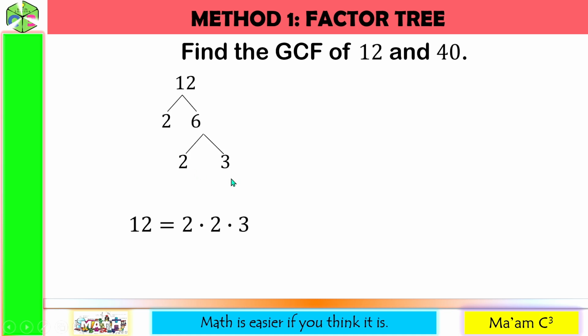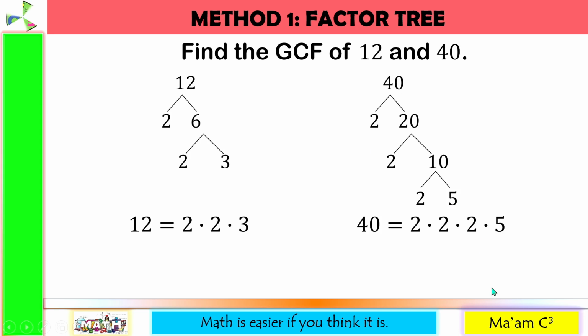I'm going to do the same thing with 40. It is a product of 2 and 20, while 20 is a product of 2 and 10. 10 here is a product of 2 and 5. 2, 2, 2, 5 are all prime numbers. I'm going to rewrite them and arrange in ascending order. So the factors of 40 are 2 times 2 times 2 times 5.